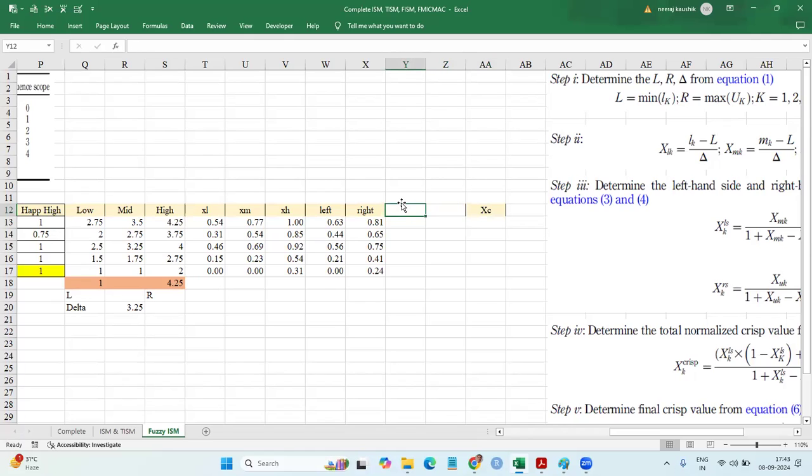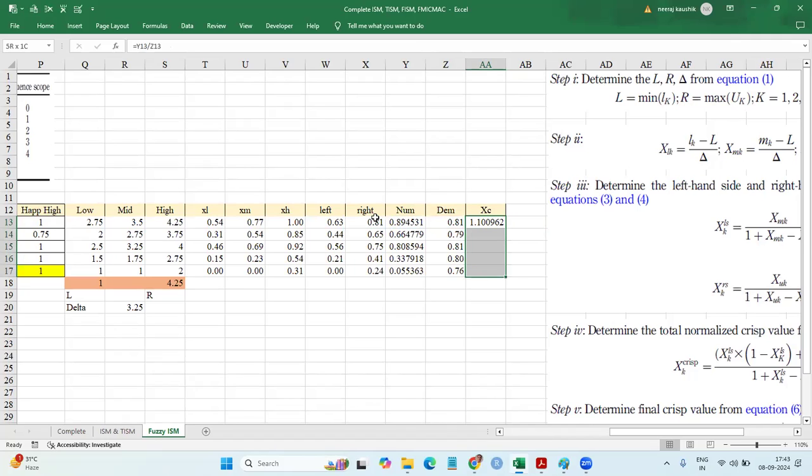Let's put here the numerator and the denominator. Though it won't be given in the table in the paper, here I'm computing it separately. It says left into 1 minus left plus right into right. This becomes the numerator part, and the denominator part is equal to 1 plus left minus right. This is the denominator part, and XC is numerator divided by denominator.